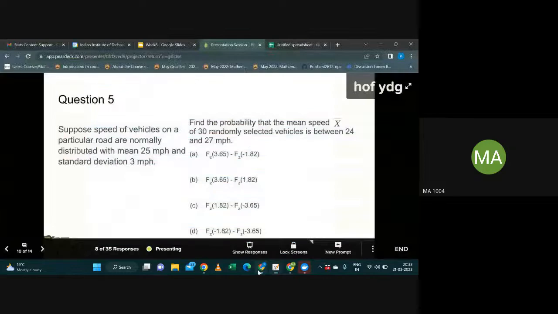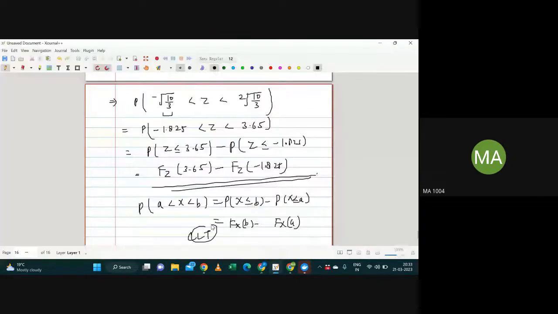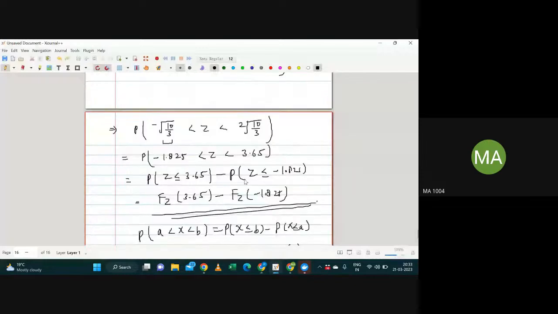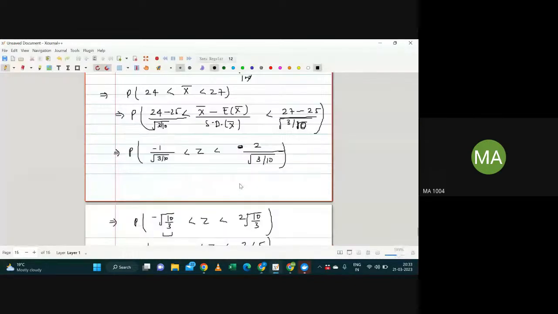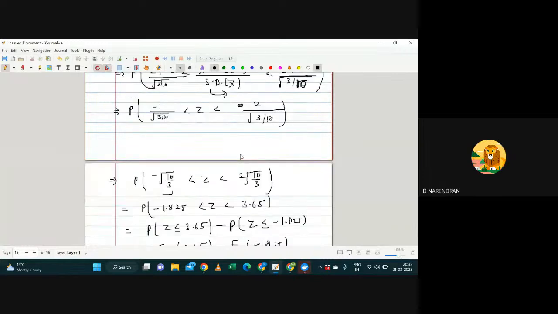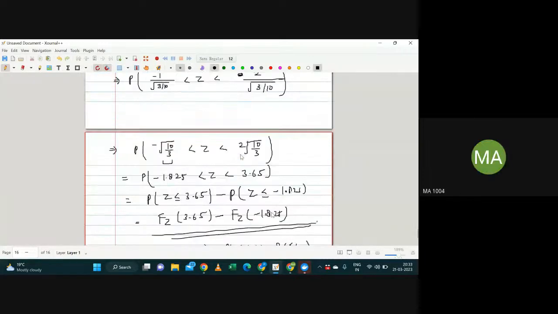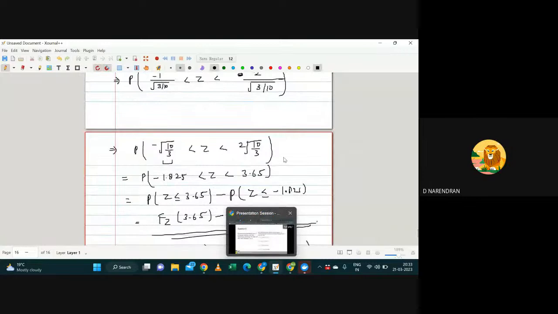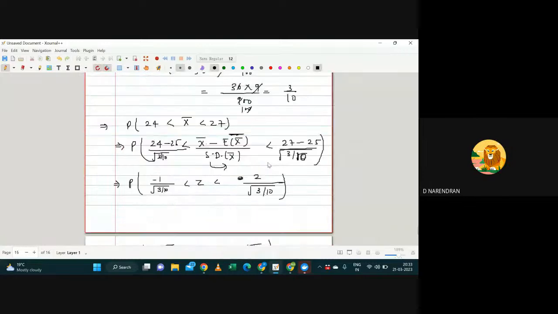So the key thing is, for using the CLT, you have to make that a standard normal variable. For making that, you have to subtract the expected value of that random variable and divide by the standard deviation of that random variable. With this background, we can work out the graded question.